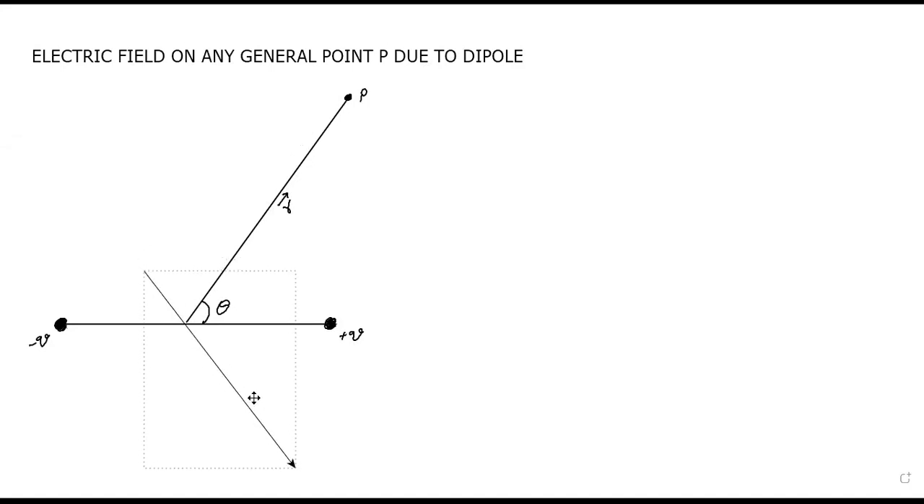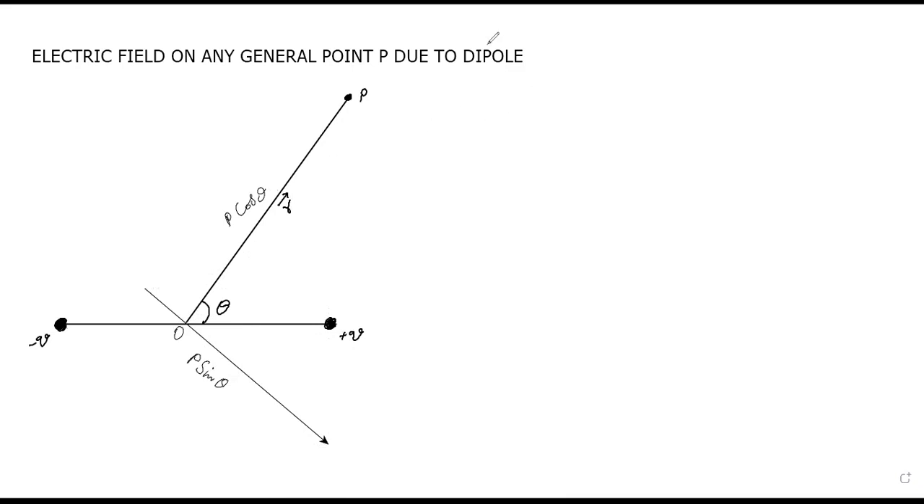this is your another component of the dipole. And it is said to be p cos theta, and it will be p sin theta. Do you understand it or not? This is your point O.